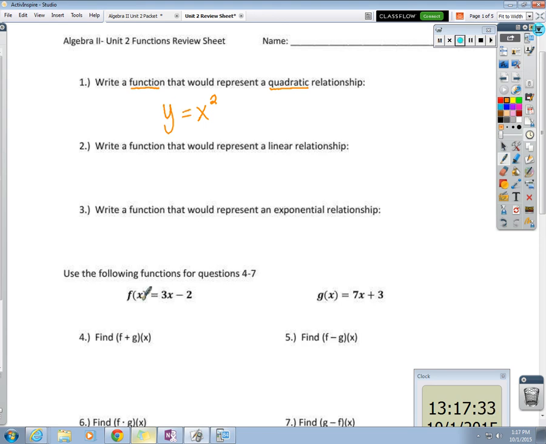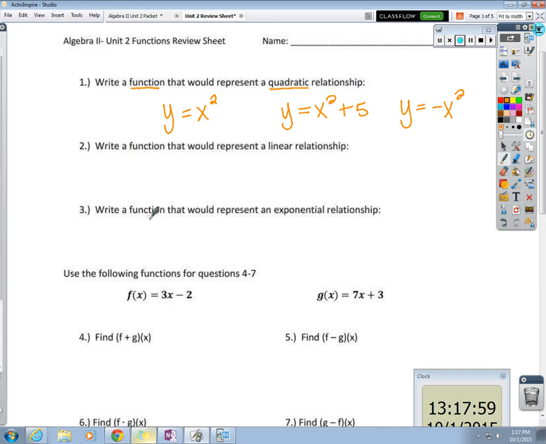Now, you could have added more to that, like you could have put y equals x squared plus 5, and that would have just shifted the parabola up 5 units. Okay, you could have put x squared minus 2. You could have even put a negative in front of the x squared. It's still quadratic, it just causes the parabola to flip upside down. Okay? But anytime the x is squared, it's a quadratic relationship.